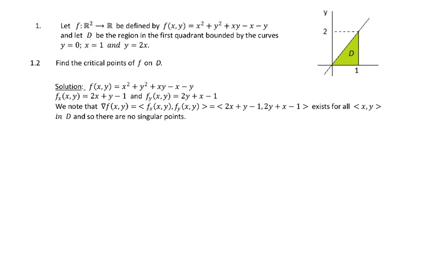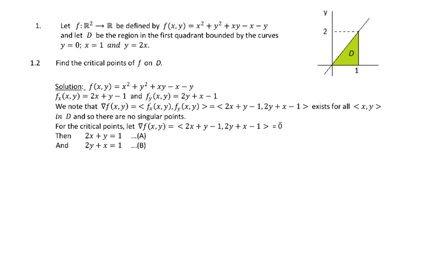Our next instruction for this problem is to find the critical points of f. So we calculate the first order partial derivatives of f and find the points where the gradient does not exist. Those are the singular points. In this case, it's clear that the gradient exists for all points in D and therefore there are no singular points. For the critical points, we find the points where the gradient is equal to the 0 vector.